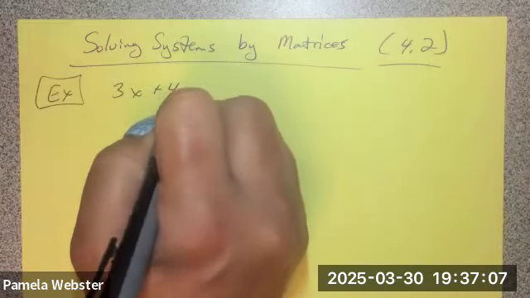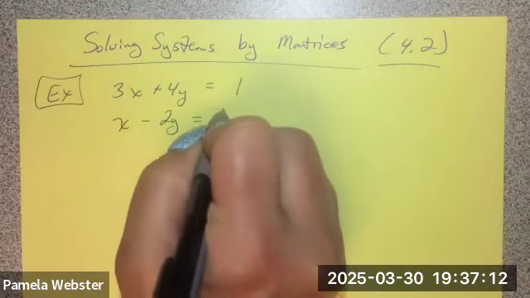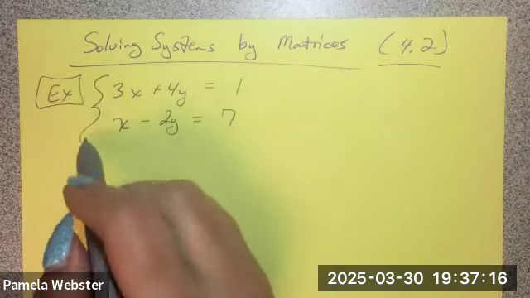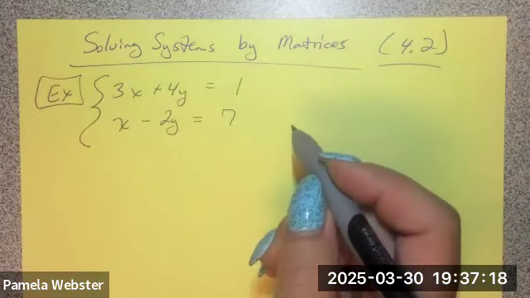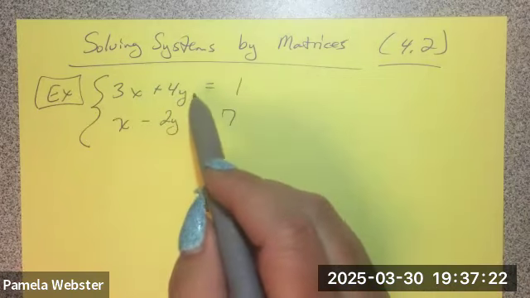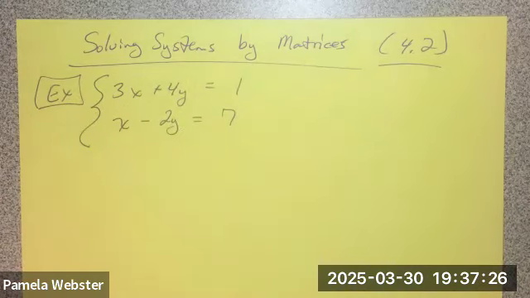3x plus 4y equals 1, x minus 2y equals 7. Remember, this is a system of equations. Sometimes they'll have the curly brace, sometimes they'll just give you the two equations. These are indeed both linear, right? The variables only have exponents of 1, so that's good.